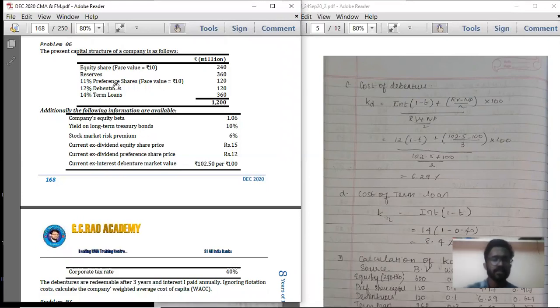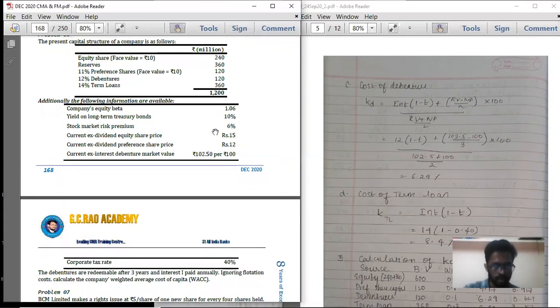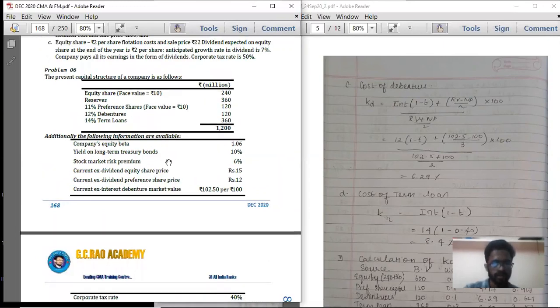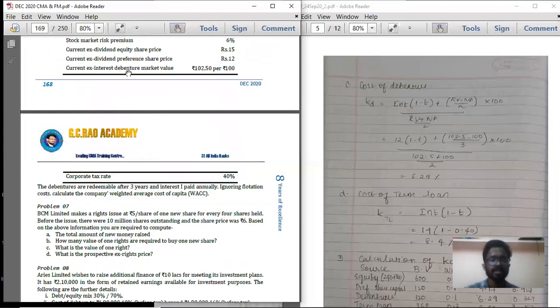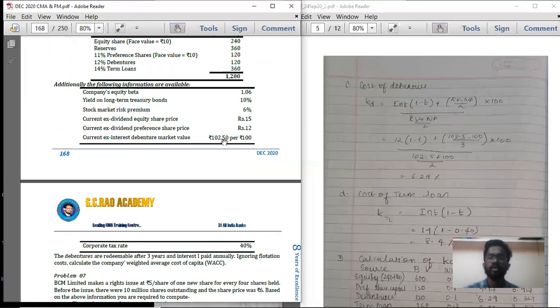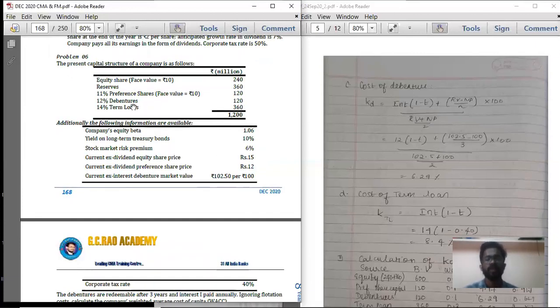What is the debentures value here? 120 into 12%. See, debentures value is 120. So the interest rate you are going to get is 12. How did you get that 12 as interest rate? That you should know. Here 120 is the total value, but 12% debentures. See here current X interest debentures market value is 102.5 per 100 rupees. So 100 rupees is the book value. On that 102.5 is the market value. So here 12% debentures of 100 each has been issued for 120 million.